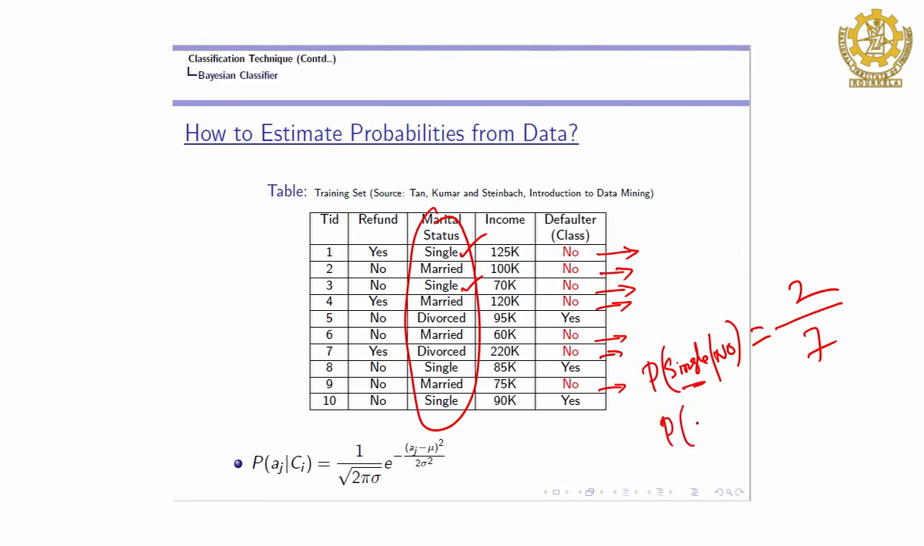Then the probability of single given class yes, what will be that case? Yes is 3, no is 3. And then how many single? This is one single I can see, this is 2, so 2 by 3.